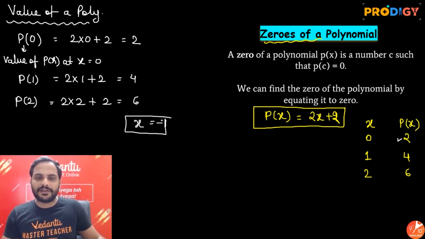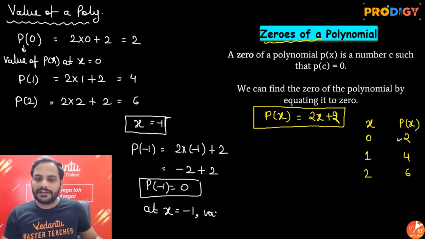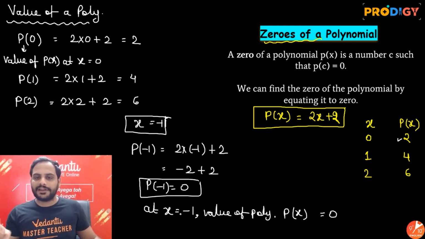So what will happen if I put x equal to minus 1? P of minus 1 will be equal to 2 into minus 1 plus 2. 2 into minus 1 is minus 2, plus 2, which is equal to 0. So you can clearly see, beta, at x equal to minus 1, the value of polynomial p(x) is equal to 0. P of minus 1 equal to 0.